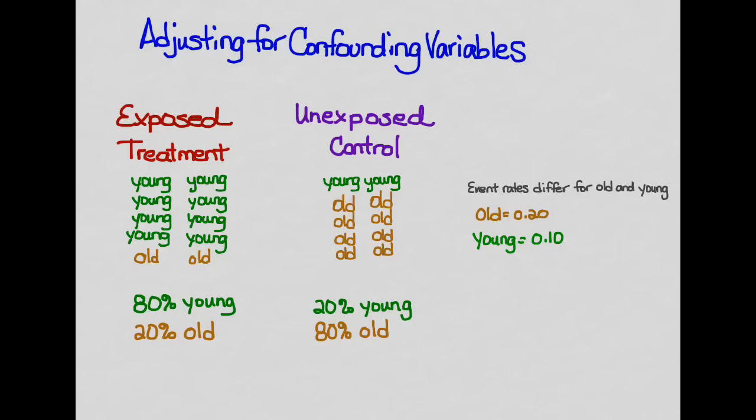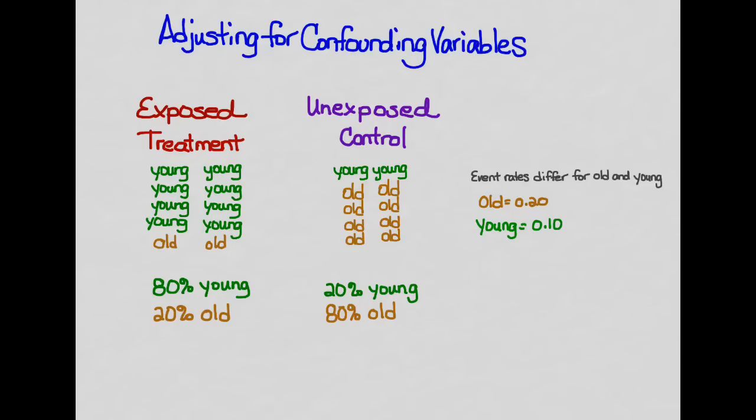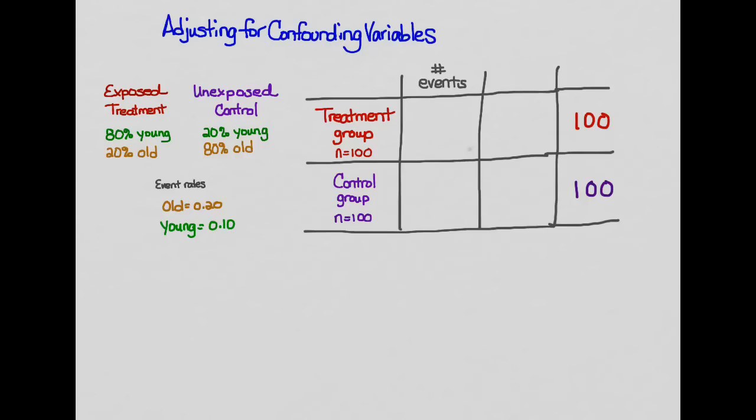And let's say also that we know that the event rates differ for old and young. For old, the event rate is 0.2, and for young, the event rate is 0.1. So now we're going to calculate both the unadjusted and the adjusted relative risk. First, let's calculate the unadjusted risk. We want to calculate the event rate in each group, in the treatment and the control.